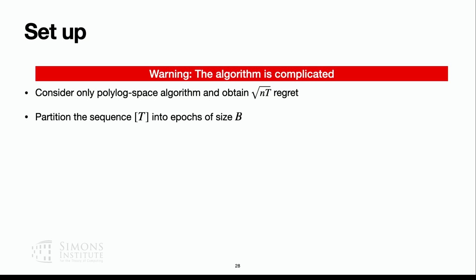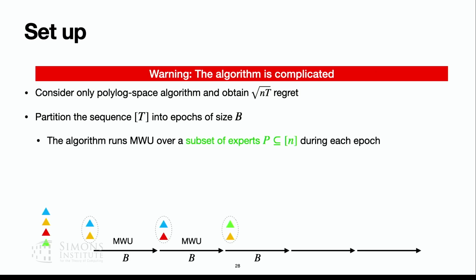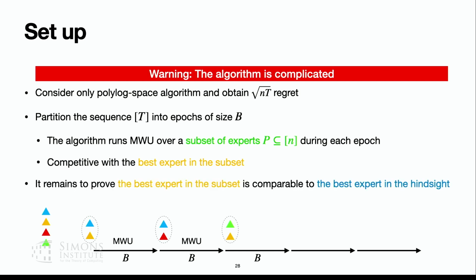Again, I partition the sequence into epochs, but here I use capital B to denote the epoch size. And similar to previous algorithms, the algorithm still runs multiplicative weights over a carefully chosen subset. It runs multiplicative weights over the subset at each epoch and restarts afterwards. The cool thing is this algorithm is always competitive with the best expert inside this subset. This comes from the regret guarantee of multiplicative weights. And so it remains to prove that the best expert in this carefully chosen subset is comparable with the best expert in hindsight.